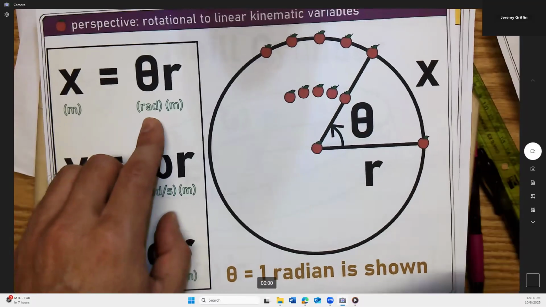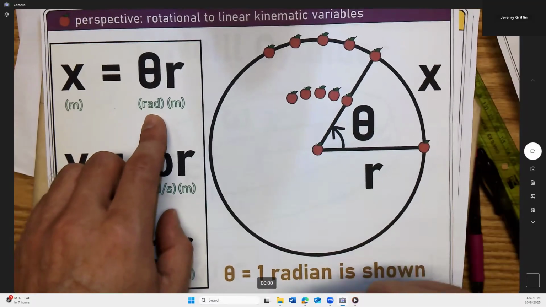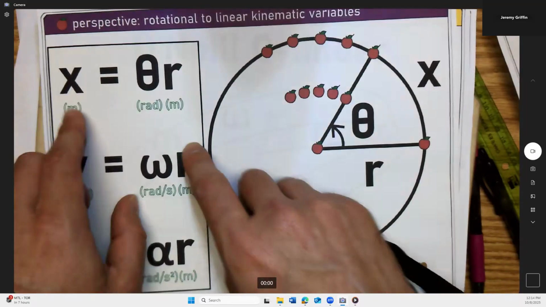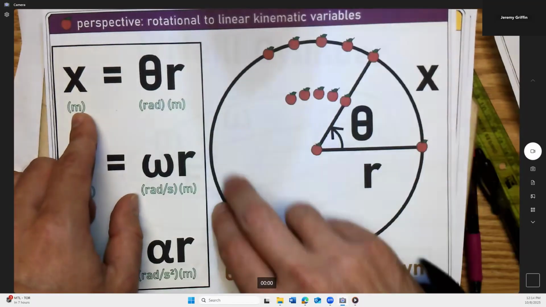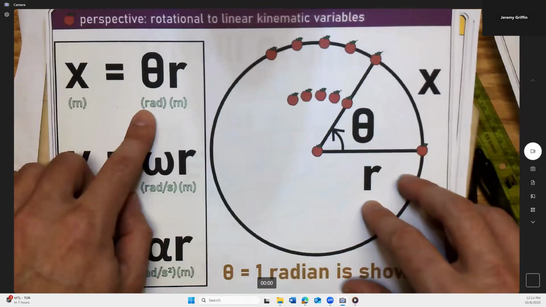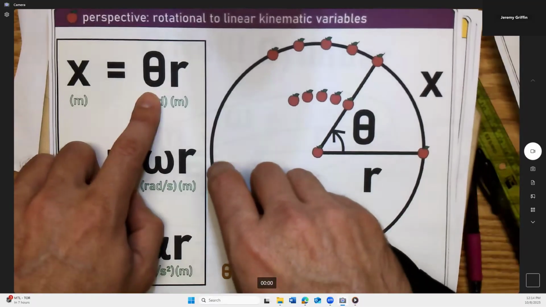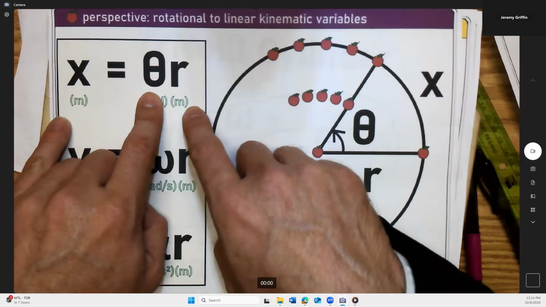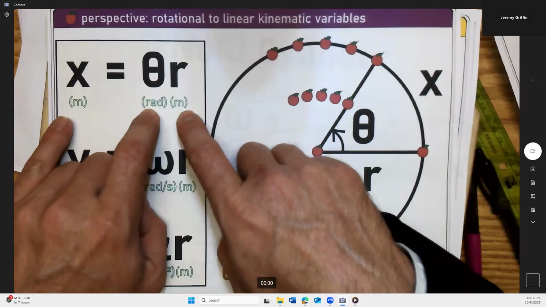Can you put degrees in here? Not in this equation. I'm trying to relate how far you've gone around in a linear sense, adding up the number of meters, to how far the whole turntable has turned. But it has to be in radians. 2 pi r is one circumference. Circumference equals 2 pi r.